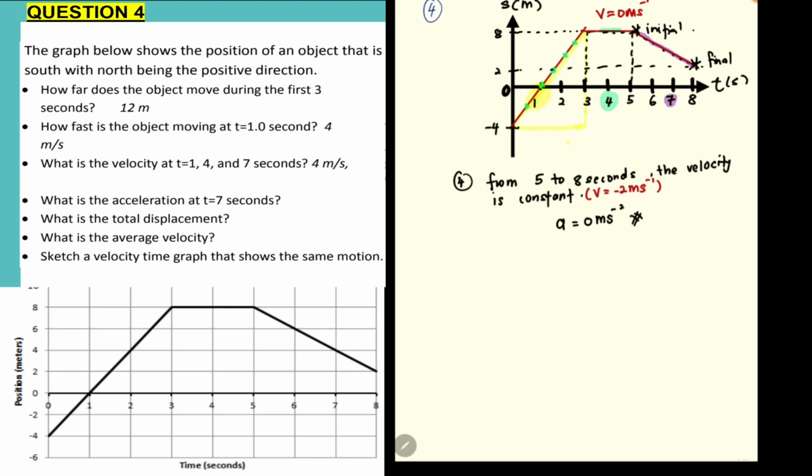Okay, so next. If it asks for 6 seconds, the answer is the same. What is the acceleration at t is equal to 6 seconds? So the answer is still the same, 0. Okay, alright, next. What is the total displacement? Alright. Okay, so we want to calculate the total displacement.